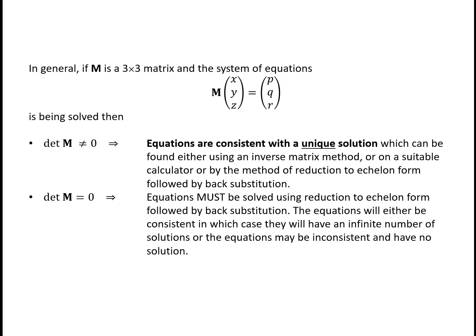On the other hand, if the determinant of M is 0, then the equations must be solved using reduction to echelon form followed by back substitution. The equations will either be consistent, in which case I'll have an infinite number of solutions, or the equations may be inconsistent and have no solution at all.